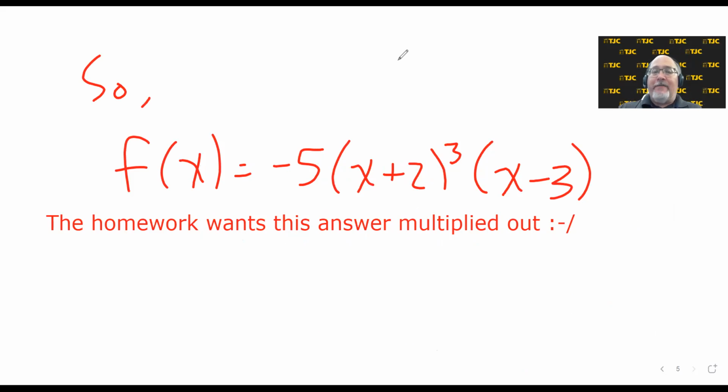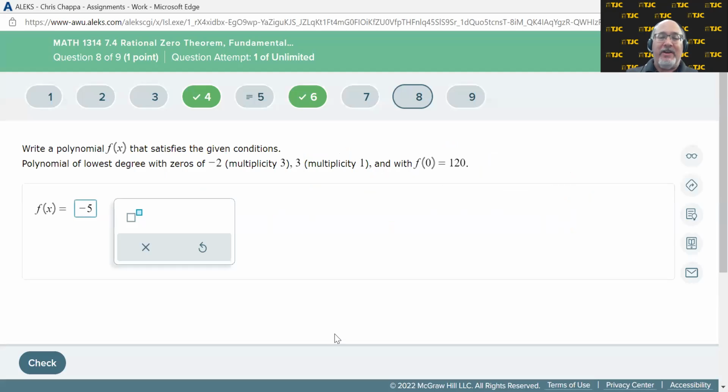So our function is f of x equals -5 times (x plus 2) cubed times (x minus 3). And if you notice, I've got a note there that the homework wants this answer multiplied out. I figured this out on the first take of this video when I started typing -5 and tried to type in open parentheses, and it would not let me. I can type away at it all I want. It won't. 9's all day long, but no open parentheses.